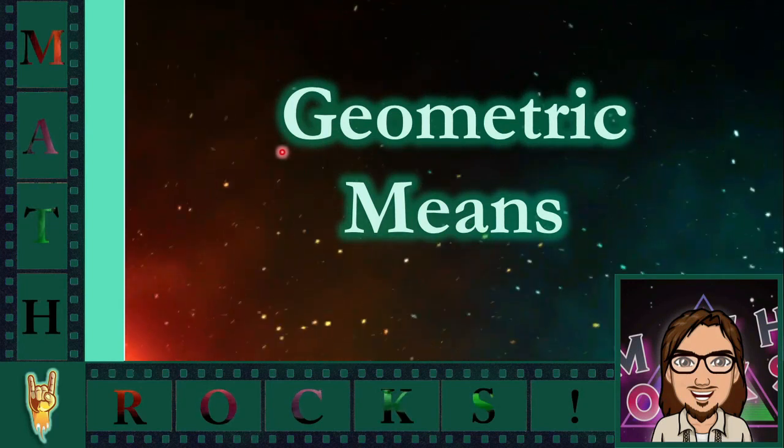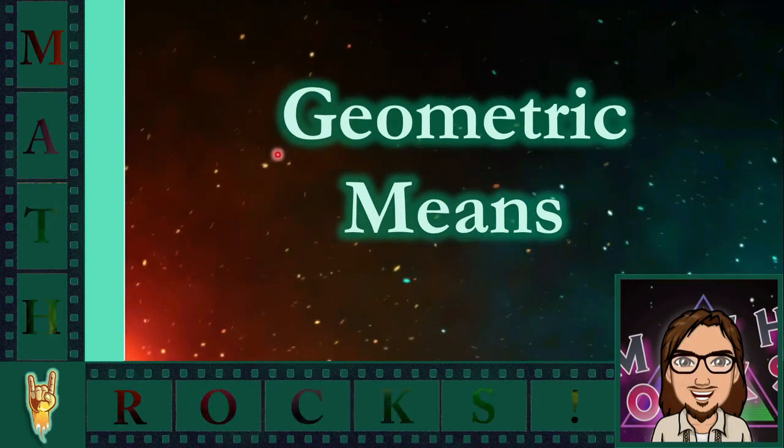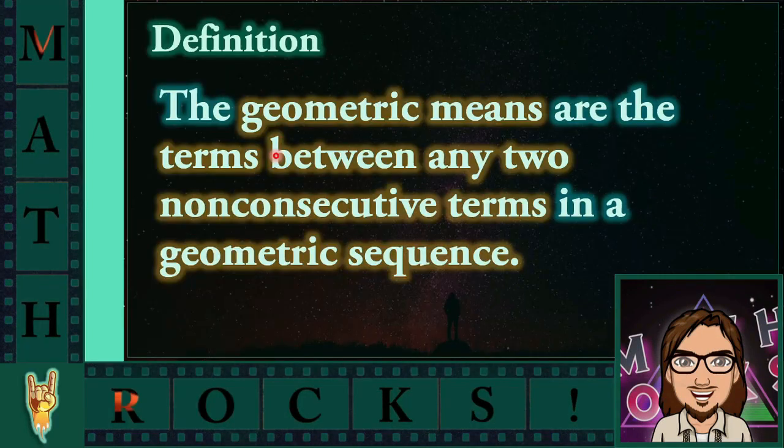In this video, you will learn about geometric means. Let us start with the definition of geometric means. The geometric means are the terms between any two non-consecutive terms in a geometric sequence. To further understand the idea relative to the definition of geometric means, let us have these examples.